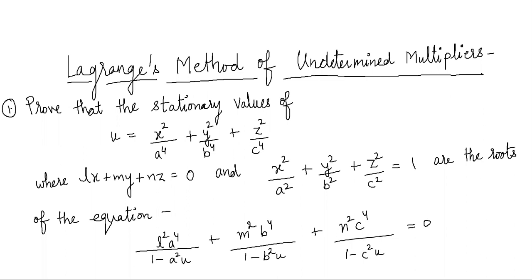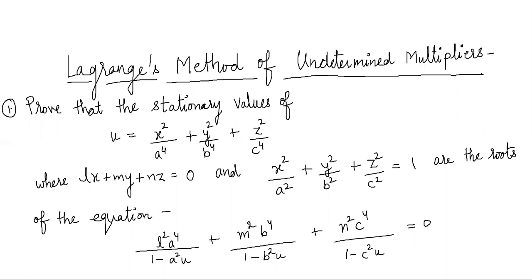So the problem is: prove that the stationary values of u, the function u given here, subject to two conditions, which are Lx plus my plus nz equal to 0, and the second condition is x square upon a square plus y square upon b square plus z square upon c square equal to 1. So these are two conditions, and what we have to prove?